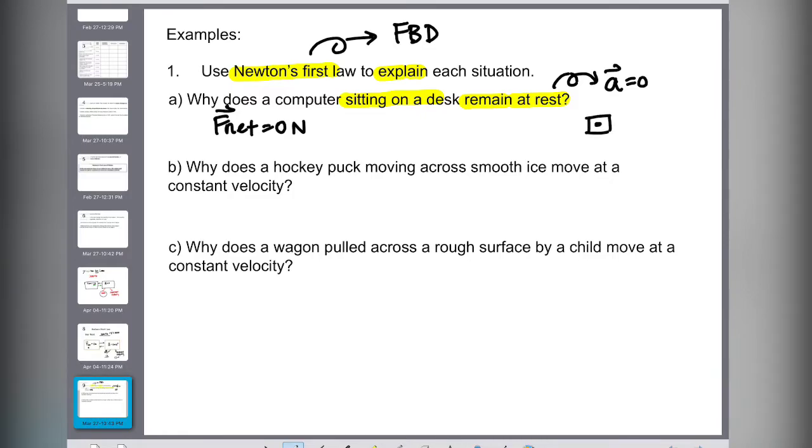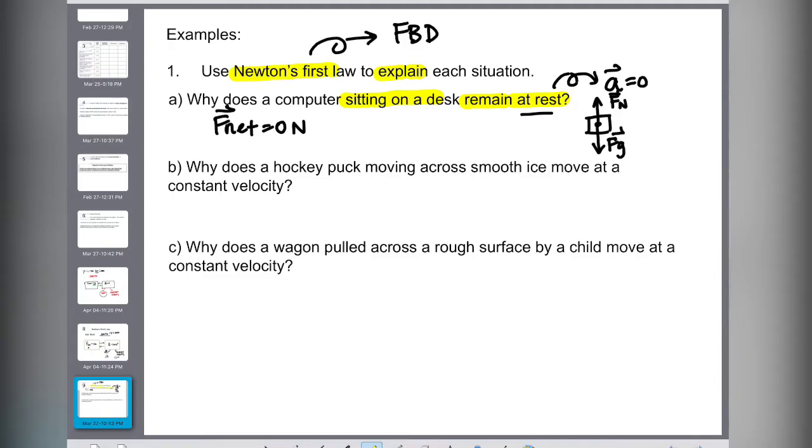We would draw all the forces that are acting on it. So the forces acting on the computer are the force of gravity going downwards, but at the same time, because it's sitting on a desk, it has the force of normal going up. And if it's at rest, then the up force and the down force always have to be the same.